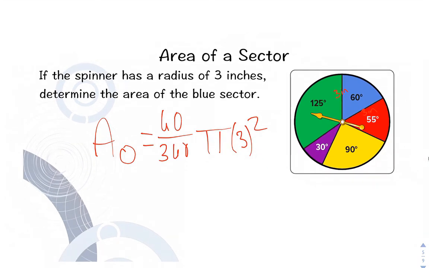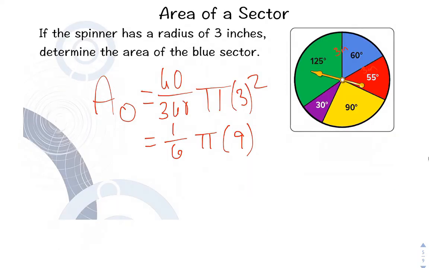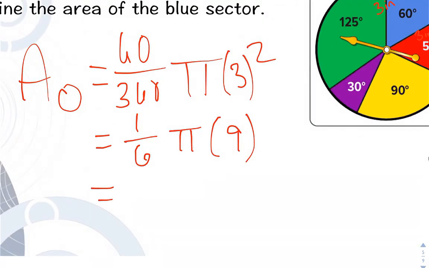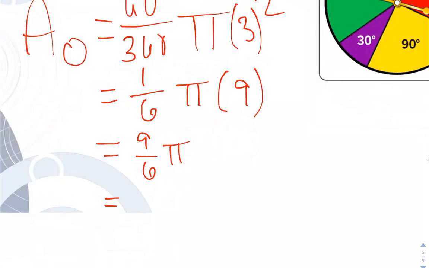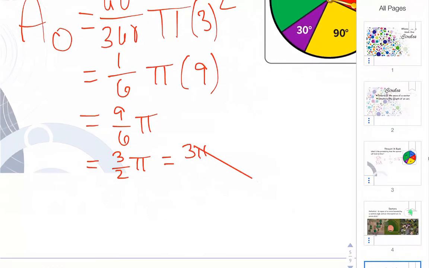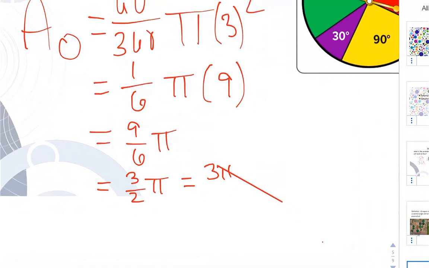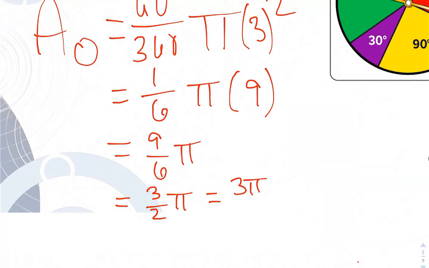Okay, so then let's go ahead, let's simplify this. So 1/6 times pi, remember that exponent first, so 9. Okay. And then again, when we're dealing with this, let's go ahead and deal with the numbers first. So then I have 9 over 6 times pi. Well, 9 over 6, that reduces, both divisible by 3. So 3 over 2 times pi, or 3 pi over 2.